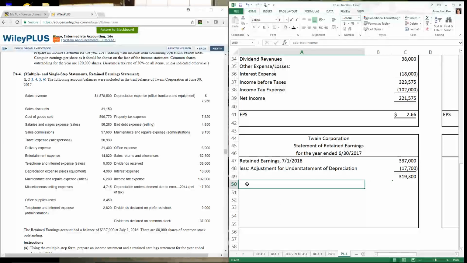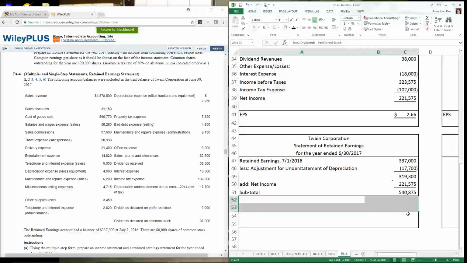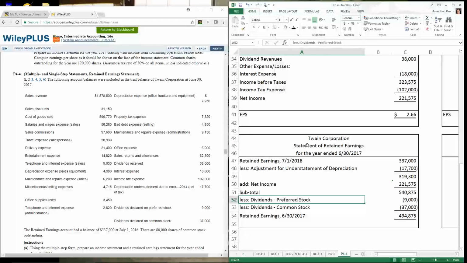Now to this number, you will add your net income number that you get from this previous statement. You add the net income, and you can calculate a subtotal. Not required, but you can calculate a subtotal. This money is now available to pay out as dividends. The company did pay out preferred and common shareholders their dividends. You have to list them individually. We don't combine these dividends. We do write on the face of the statement of retained earnings these numbers separately. Leaving me with retained earnings at the end of June, I have 494,875 as the final number.